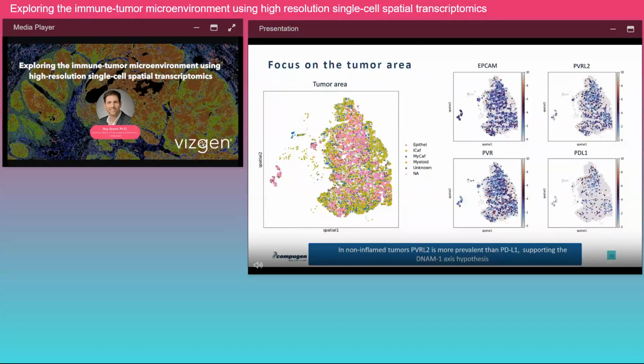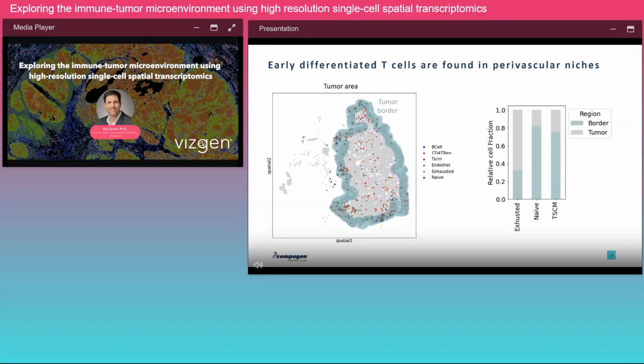We then further characterized the tumor, and we separated it into the tumor border and the interior of the tumor. We profiled the CD8 T cells, the different T cells and different lymphocytes. What we could see is that in the tumor border, there are more naive and TSCM-like cells before entering the tumor. We can also see some endothelial cells found in very close proximity to these cells in the perivascular niches. While in the tumor itself, we can see enrichment of exhausted cells that have already seen antigen. So this is really interesting.